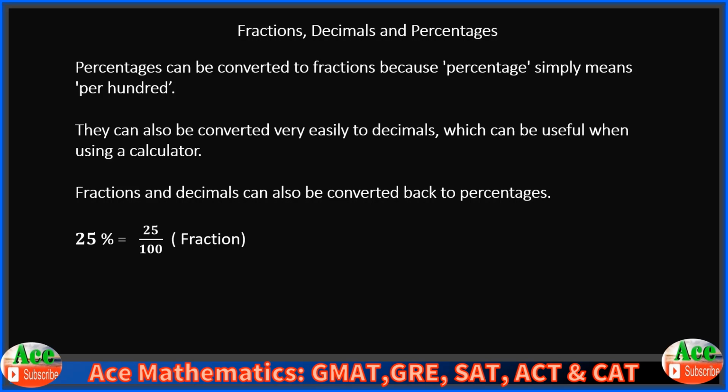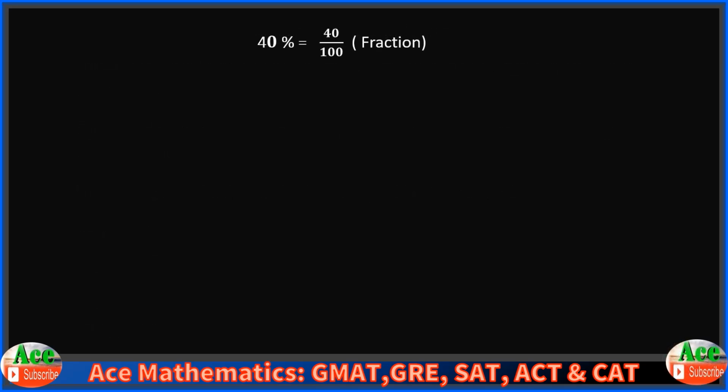25% equals 25 upon 100, which is a fraction, which equals 1/4, which equals 0.25, which is a decimal. 40% equals 40 upon 100, which is a fraction, which equals 2/5, which equals 0.4, which is a decimal.